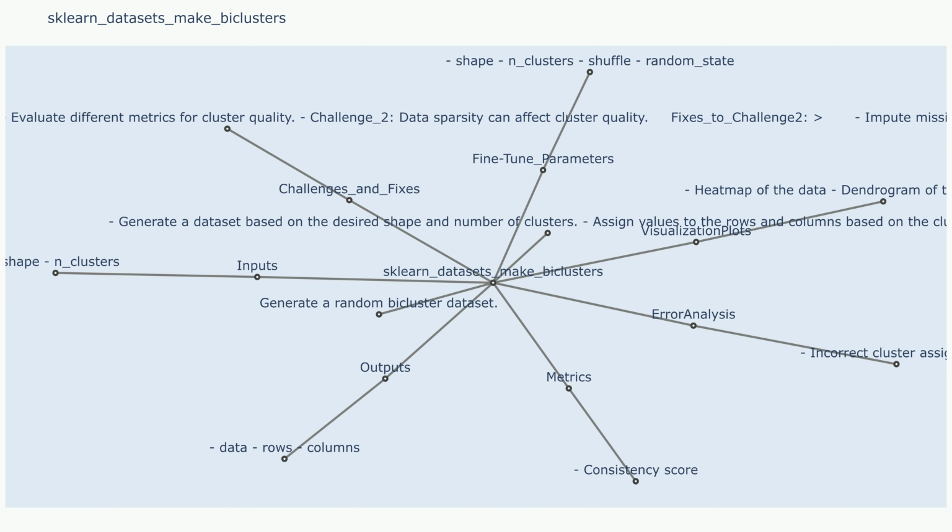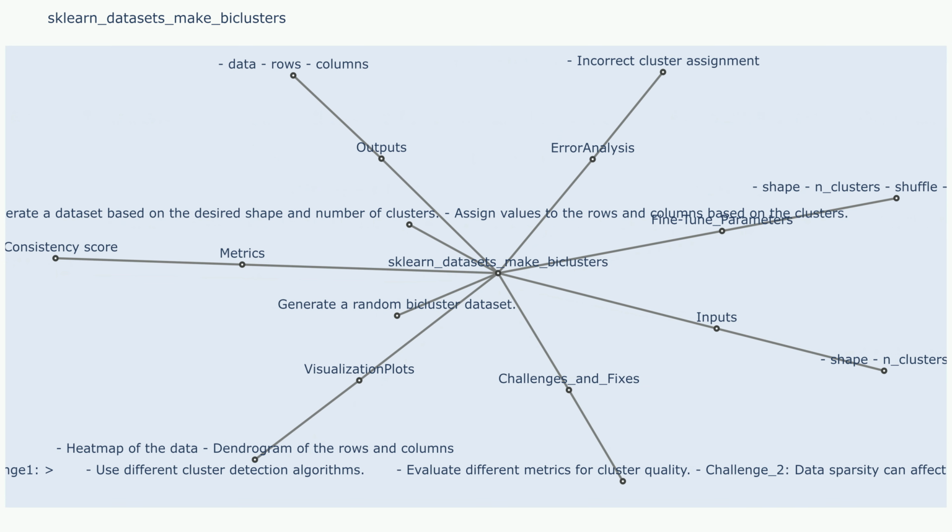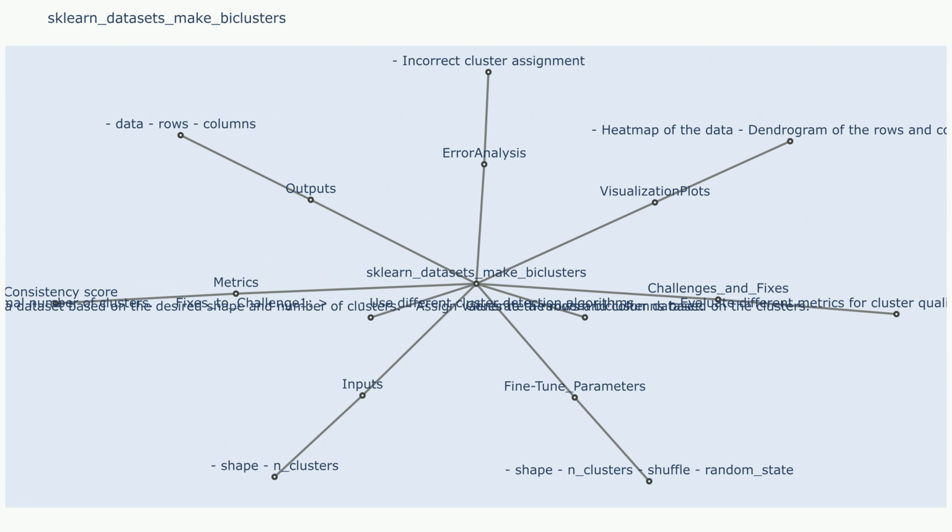sklearn.datasets.make_biclusters. Description: this function generates a synthetic dataset with biclusters, which are submatrices with constant values. It's useful for testing and evaluating biclustering algorithms. Inputs: shape, a tuple (n_rows, n_cols) representing the desired dimensions of the generated dataset.